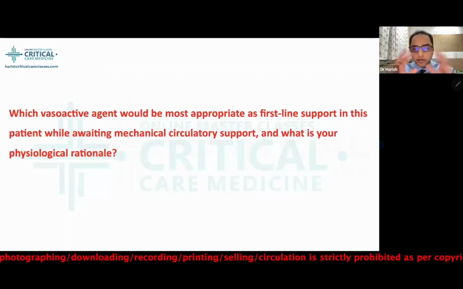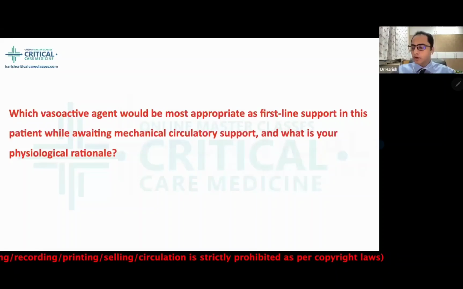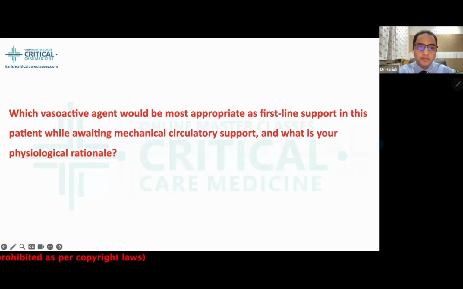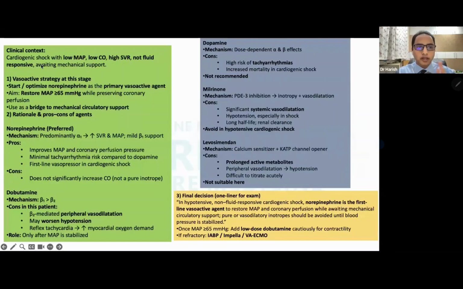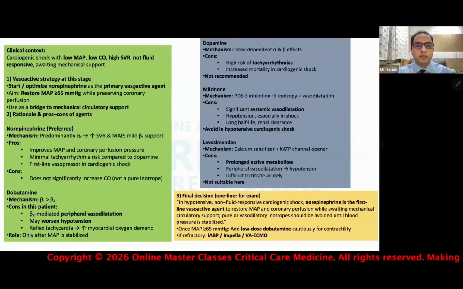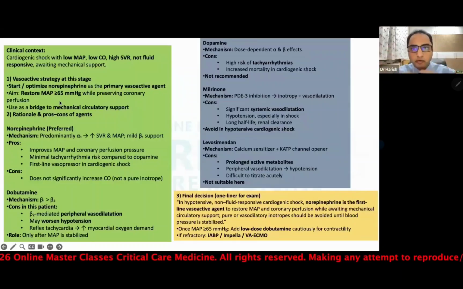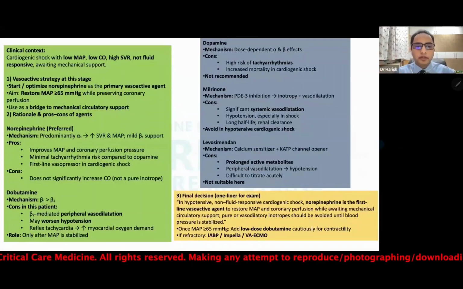So next, let's move on a little bit to vasoactive agent options in and around acute coronary syndrome. Which vasoactive agent would be most appropriate as first line support in this patient while awaiting mechanical circulatory support? What is your physiological rationale? The clinical context is that the patient has cardiogenic shock with a low MAP, low cardiac output, high SVR, not fluid responsive because PLR is negative, awaiting mechanical support, which we initiated with the IABP. So the vasoactive strategy at this stage: start or optimize norepinephrine as the primary vasoactive agent. Aim to restore MAP of more than or equal to 65 while preserving coronary perfusion. So use it as a bridge to mechanical circulatory support.